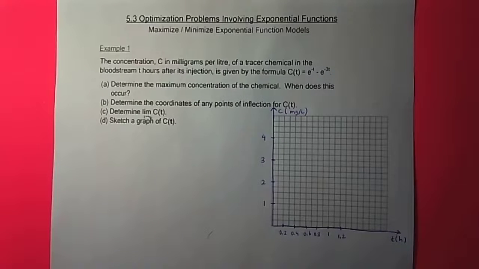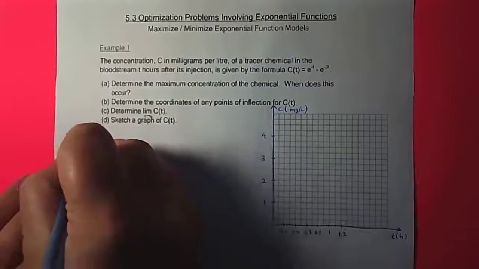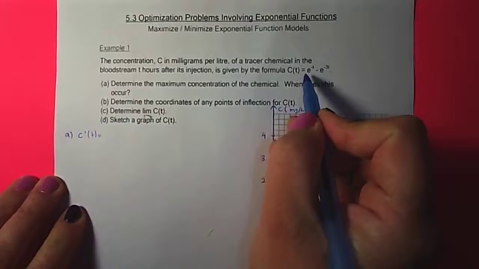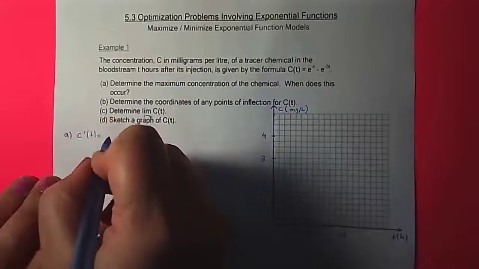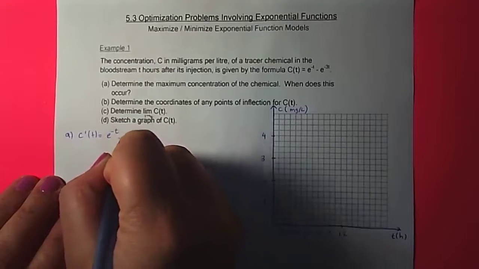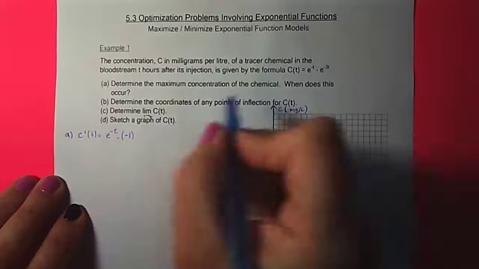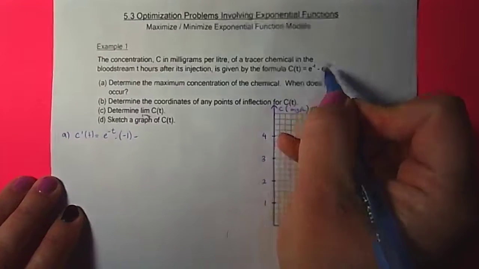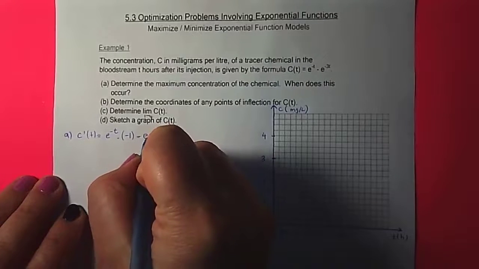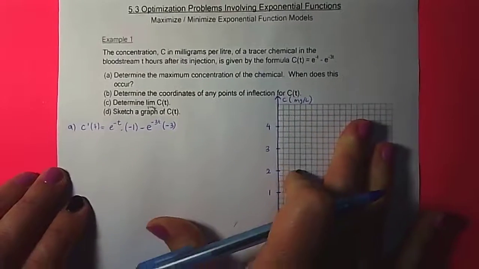So we are going to use the same method when solving. We are going to take the first derivative and find the zeros of the first derivative. Okay, so derivative of e to the power of negative t. So e to the power of negative t times, we are going to multiply this by the derivative of the exponent. That gives us negative 1 minus derivative of e to the power of negative 3t gives us e to the power of negative 3t times derivative of the exponent negative 3.